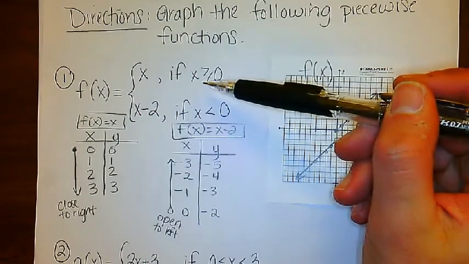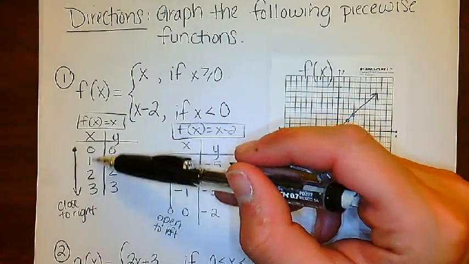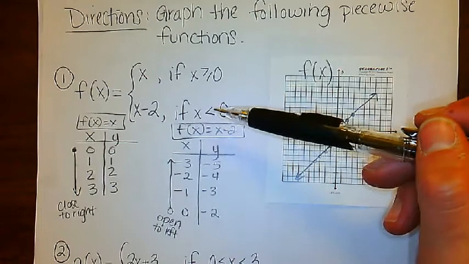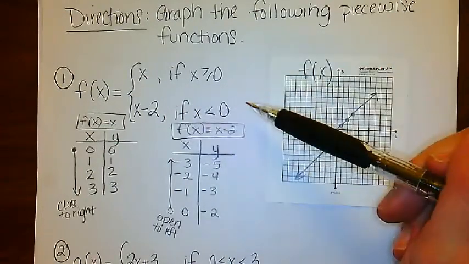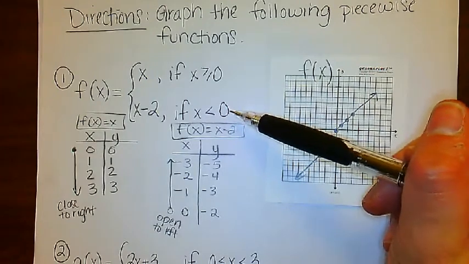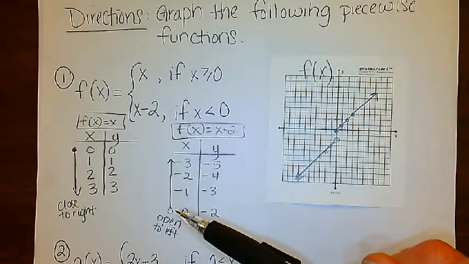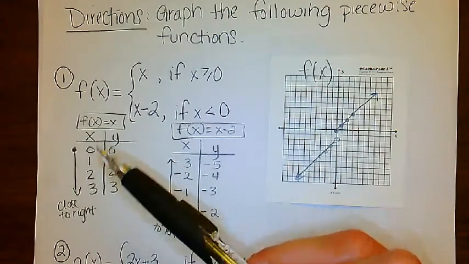For this one we have x is greater than or equal to 0, so I'm only going to use values that are greater than or equal to 0. Then for the second function, I'm going to use x less than 0. The important thing is you still have to graph 0, but it's going to be an open dot instead of a filled one like for this function over here.